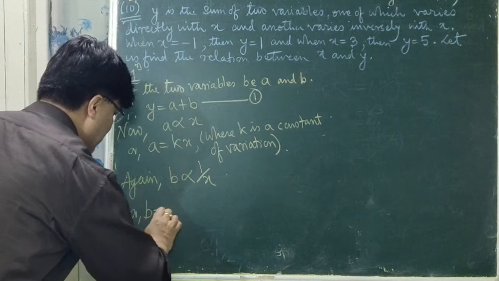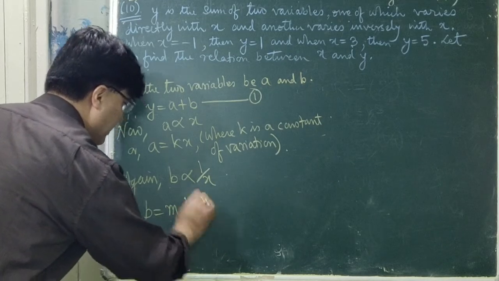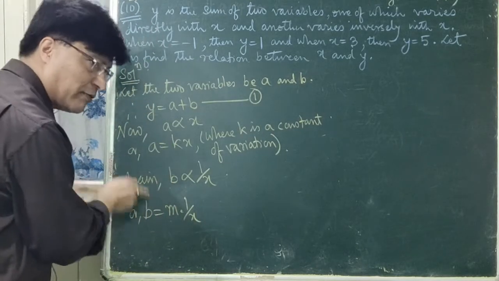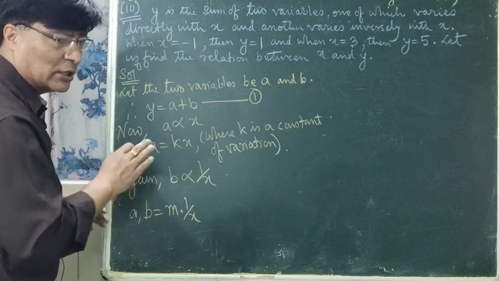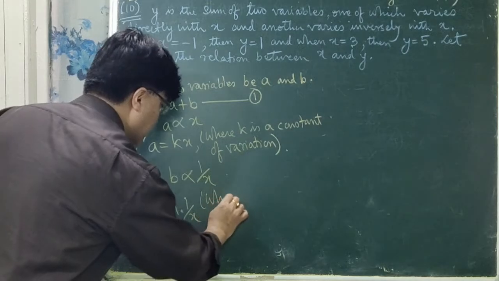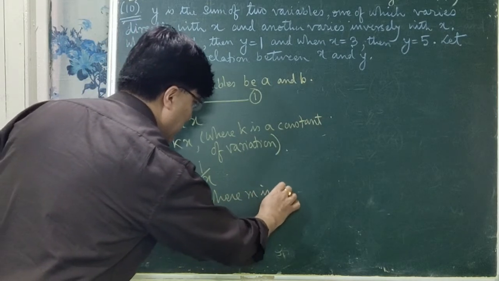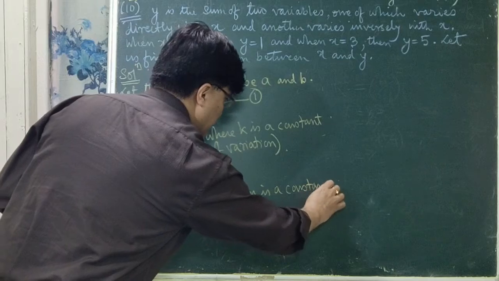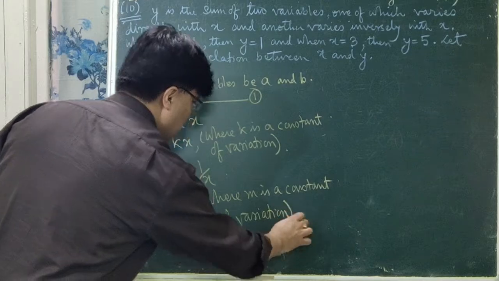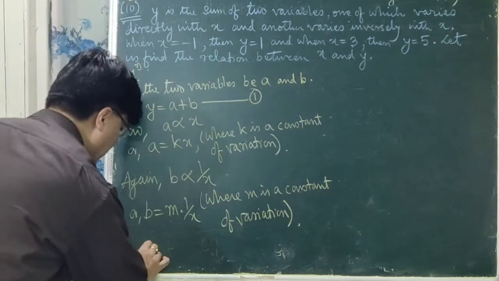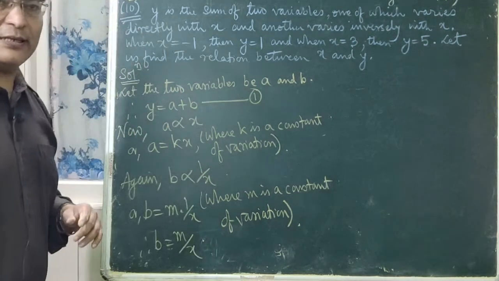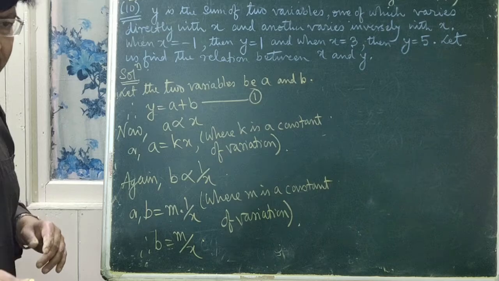Now let us convert this proportional sign into an equality sign. So b is equal to m into 1 upon x, where m is a constant of variation. In this case, we cannot write the same constant of variation k out here, so let us use another constant of variation, m. Or you may write b is equal to m upon x. Is that clear now?